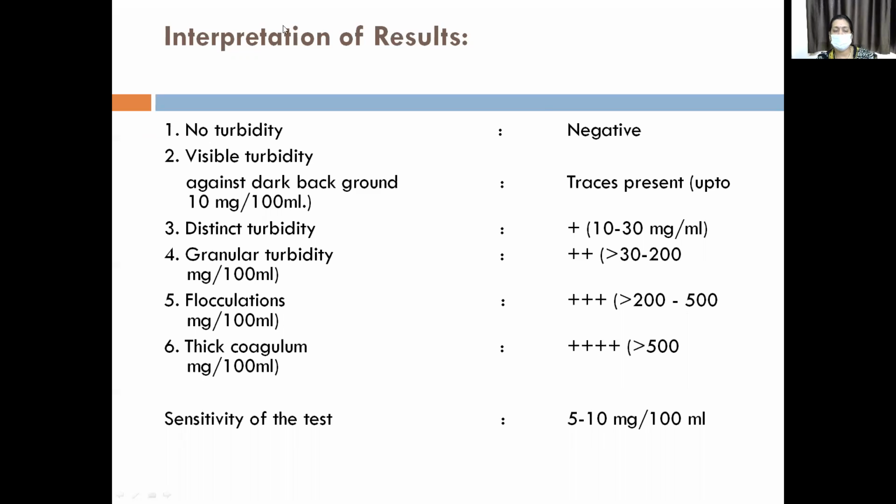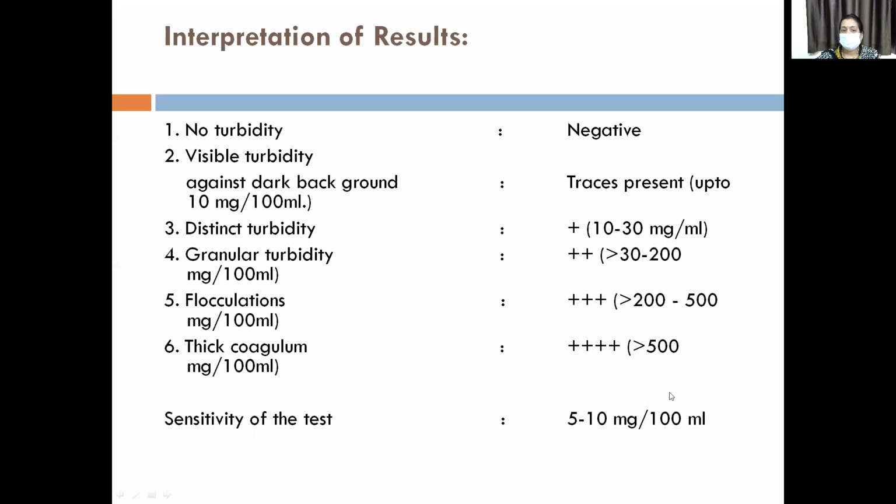So according to the turbidity present: no turbidity is negative; visible turbidity, traces up to 10 mg per 100 ml can be present; distinct turbidity is 10 to 30; granular turbidity is more than 30 to 200; flocculations are more than 200 to 500; thick coagulum is more than 500. Sensitivity of the test is 5 to 10 milligrams per 100 ml.